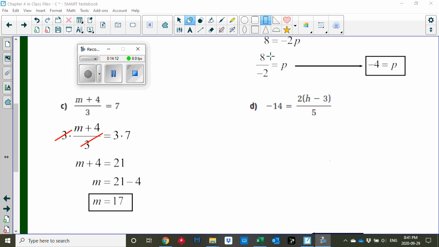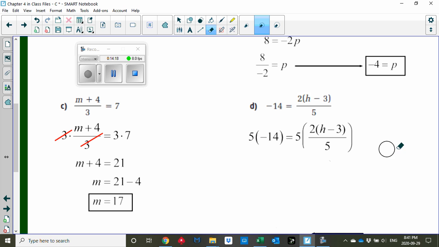I did this one just a little bit different, just to show you a different technique. But see, my denominator is 5. So notice what I did here. Instead of using the dots, you see how I showed multiplication with the dots? Here I showed multiplication with brackets. So it's 5 times this side and 5 times this side. The same thing happens though. 5 times negative 14 is negative 70. And this 5 and this 5 cancel out. I'm just left with the 2 bracket h minus 3.